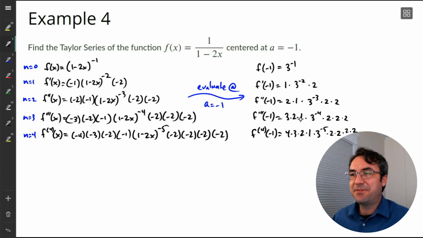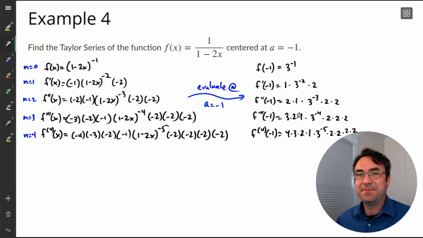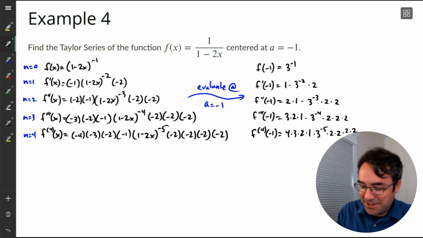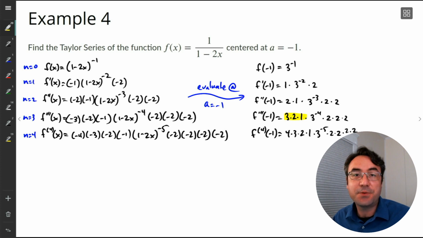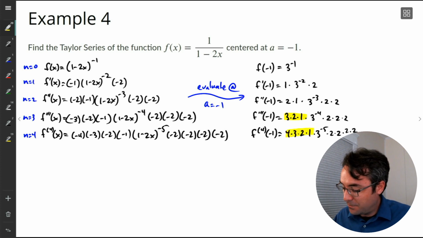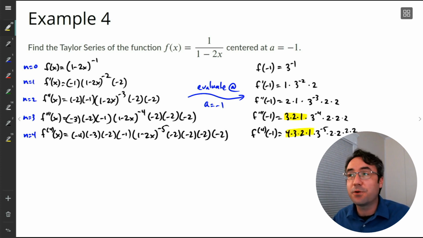So it's kind of fun to do these. And when you don't write out the multiplication, or when you don't calculate the multiplication, when you just write this, notice that what we're seeing here, 3 times 2 times 1, that's 3 factorial. 4 times 3 times 2 times 1, that's 4 factorial.